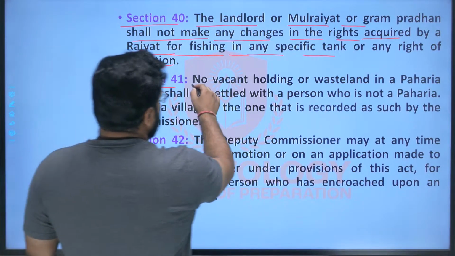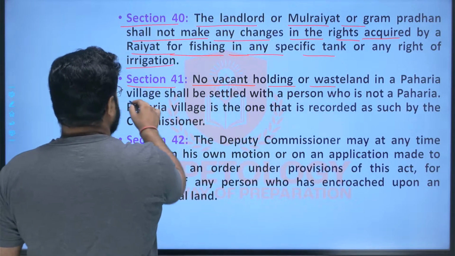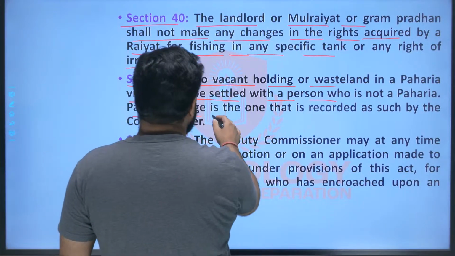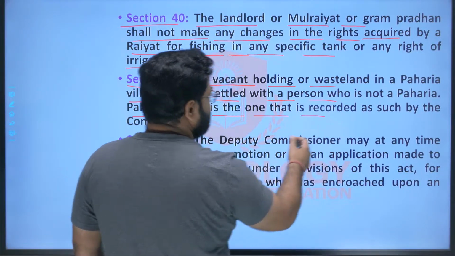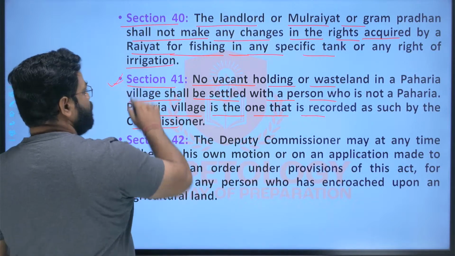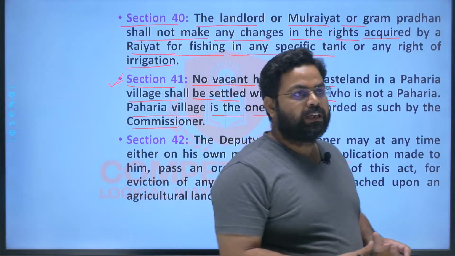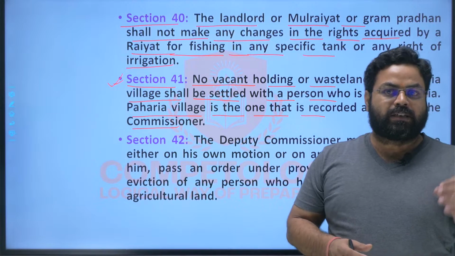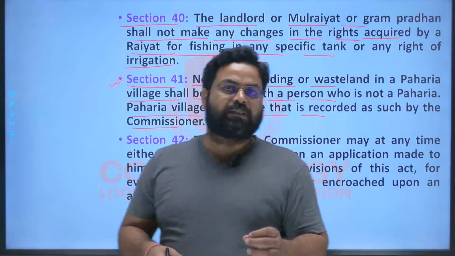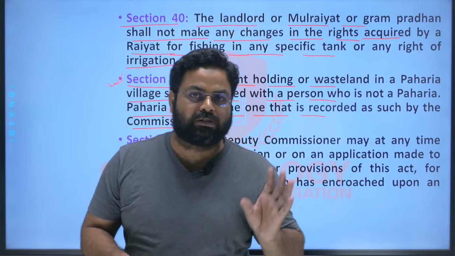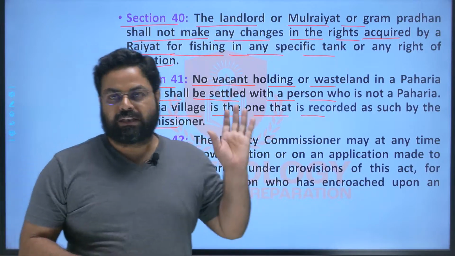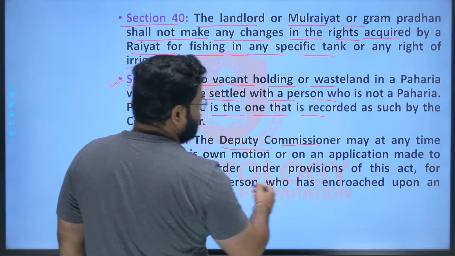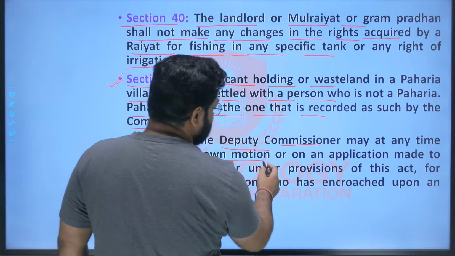Section 41 says that no vacant holding or wasteland in a Pahadiya village shall be settled with a person who is not a Pahadiya, and the Pahadiya village is the one that is recorded as such by the commissioner. So in a Pahadiya village, the vacant lands or wasteland can be settled only with the Pahadiya people and none other than that. And the Pahadiya villages are those villages which are recorded in the records of the DC office as Pahadiya villages, right?